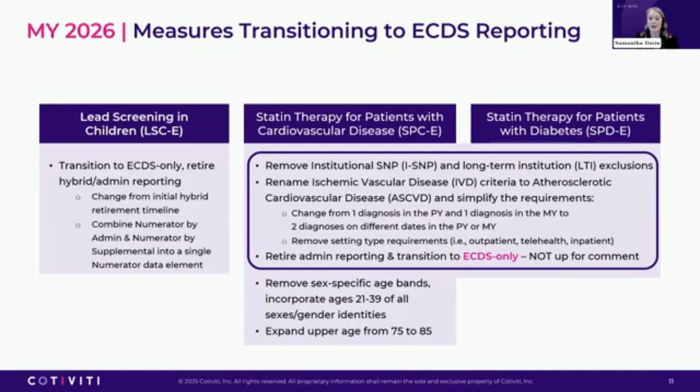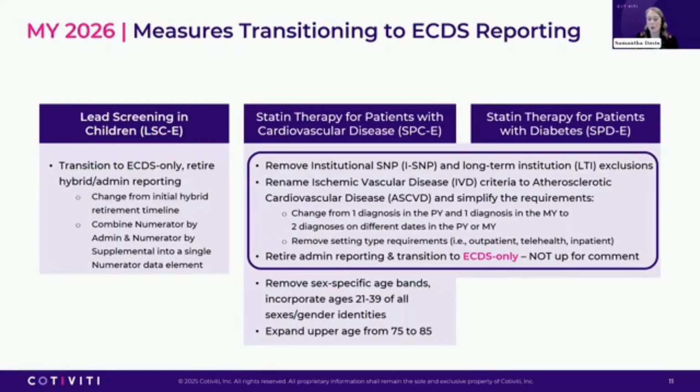They are looking to remove the exclusion for members enrolled in an institutional SNP or living long-term in an institution and are requesting comment on that change. They are also planning to rename the ischemic vascular disease criteria to atherosclerotic cardiovascular disease, which is a component of the eligibility criteria for SPC and the exclusionary criteria for SPD.